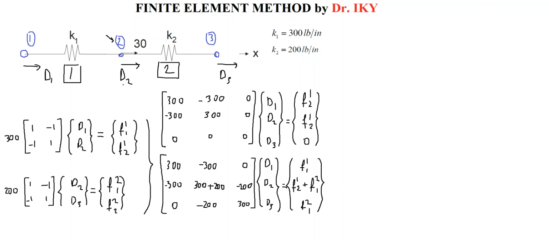This is the general definition of the superposition of the two-element system. Finally, I would like to solve this equation. How? I know that d1 should be 0 because the system is mounted on the wall. Again, d3 will be 0. I already know it.